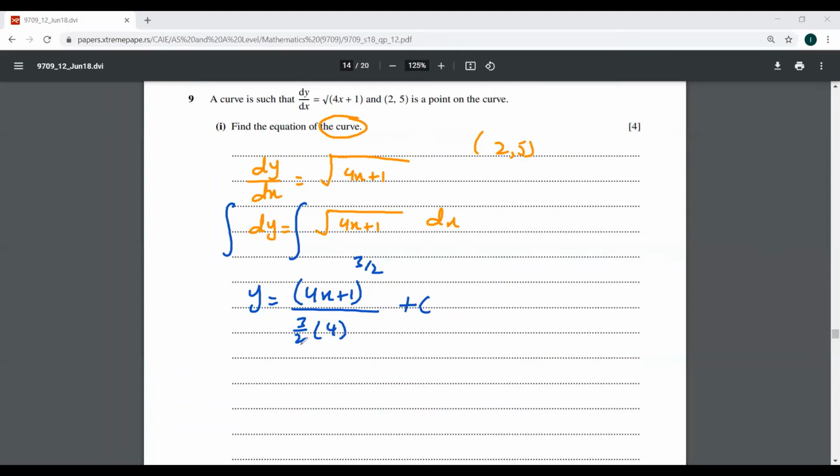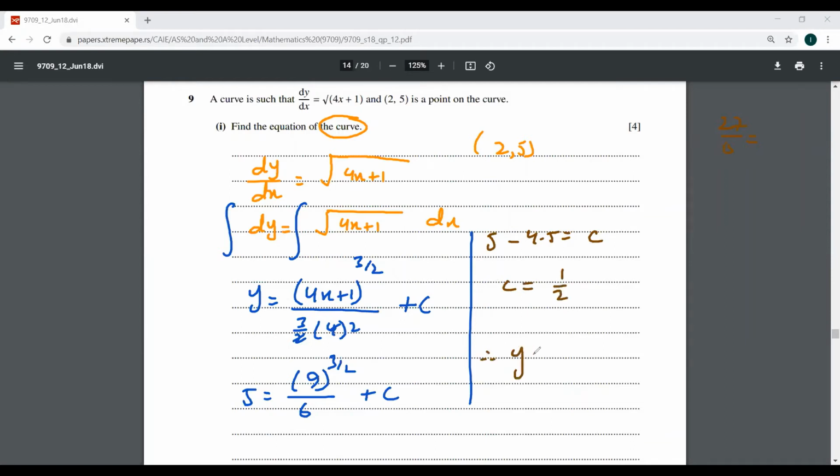Okay, so let's put this point into this equation here. This is 5 is equal to 9 raised to power 3/2 over 6 plus c. So we have 5 minus, this is 27 over 6. What is 27 over 6? 1.5? No. 27 over 6 is going to be 3 9s. This is 4.5, yeah. So your c is going to be half.